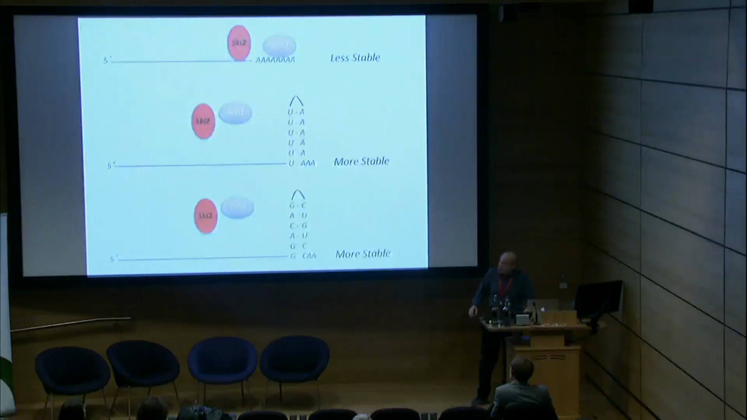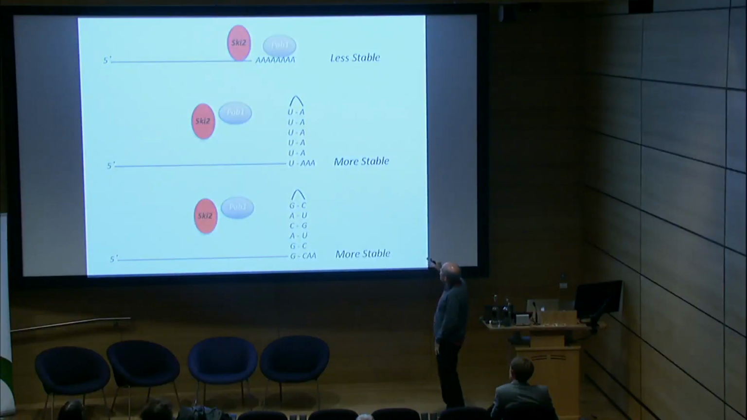Okay, so the obvious model is that if you have less stable, you have poly-A binding protein binding here, and the other factors are there. If you hybridize to the tail, you have less poly-A binding protein and less of these factors, and that gives you more stability.